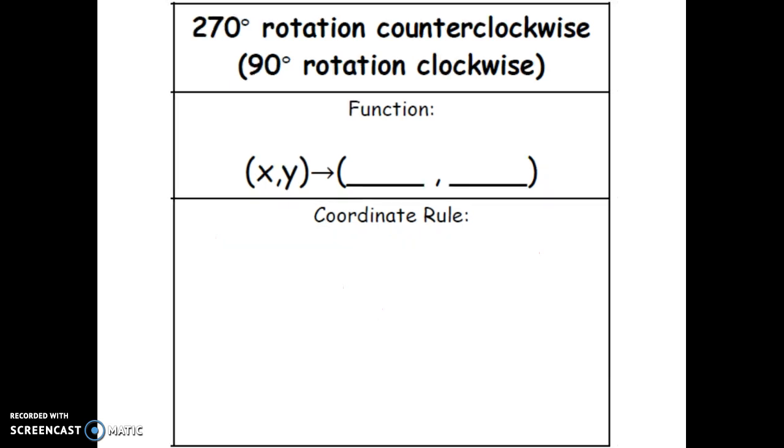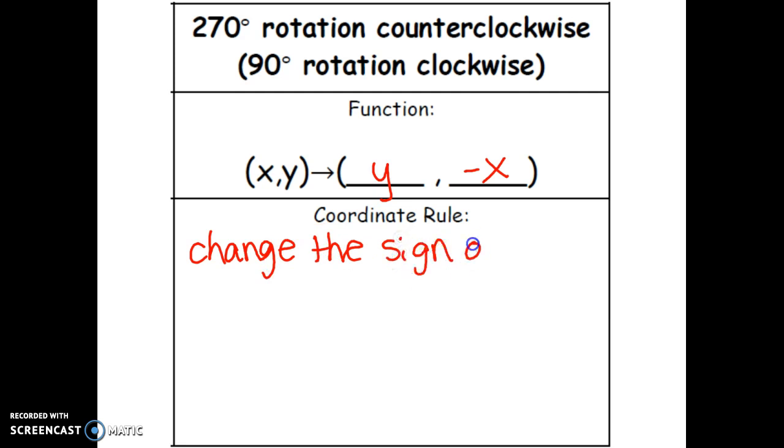And lastly, we have a 270-degree rotation counterclockwise. It is equivalent to a 90-degree rotation clockwise, and its function is (y, -x). So what that means is that we will change the sign of x. Then we will swap x and y.